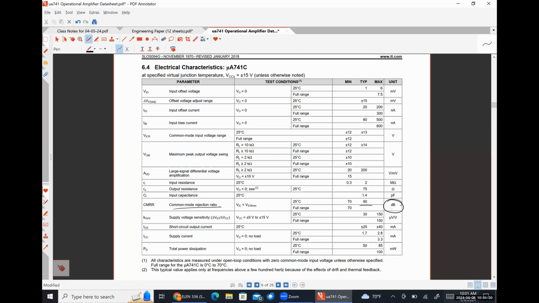So 20 dB means that it's 10 times larger. 40 dB is 100 times larger. 60 dB would be 1,000 times larger. 80 dB would be 10,000 times larger. So this is going to be, I think, in the ballpark of 70,000 times larger. So our differential mode voltage gain is about 70,000 times larger than our common mode to differential mode conversion gain for this particular op amp, right?